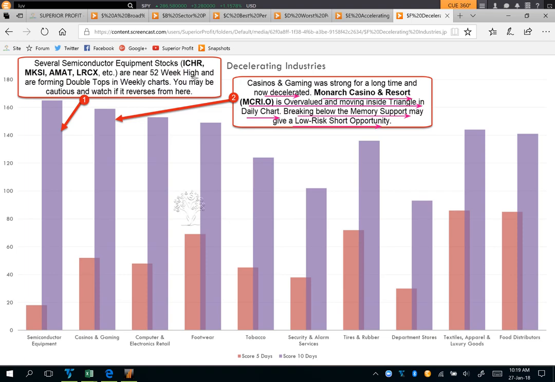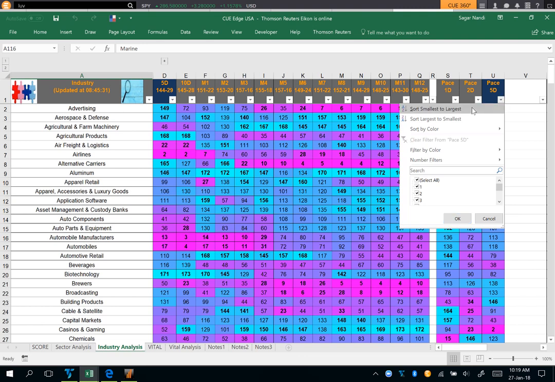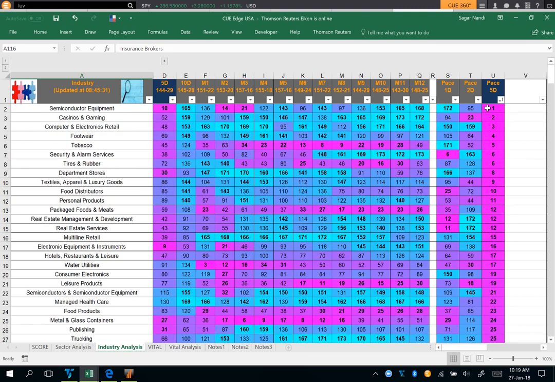In QH, to find the decelerating industries, we sort on PACE 5 days column, smallest to largest. The ones with magenta PACE are the decelerating industries. Semiconductor equipment is the worst. It was strong for a long time. Weakened in the middle, tried to go up and weakened again now this week. This is showing up as double tops on the weekly charts.